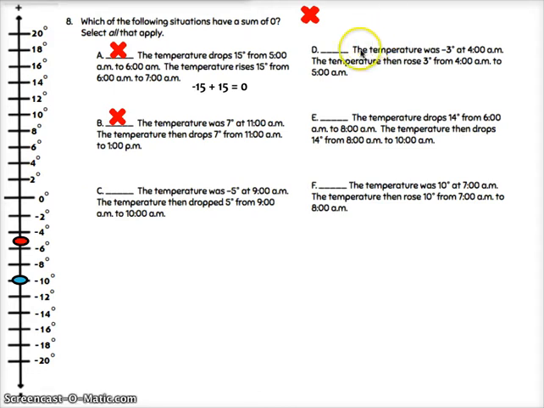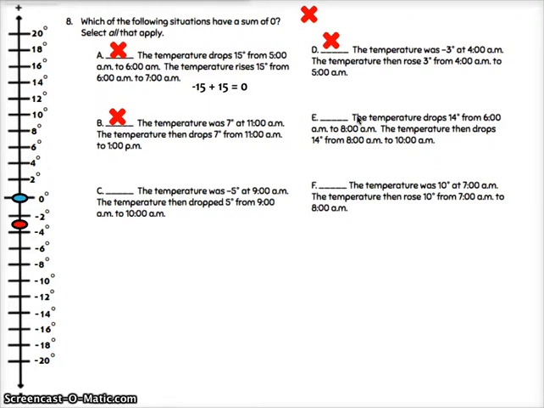Let's look at D. For D, it says the temperature was negative 3 degrees at 4 a.m. So let's say we're starting at negative 3 degrees. And then the temperature rose 3 degrees from 4 a.m. to 5 a.m. Well, if I start at negative 3 and I increase or rise 3 degrees, 1, 2, 3, then yeah, I do end at 0. So this sum would equal 0.